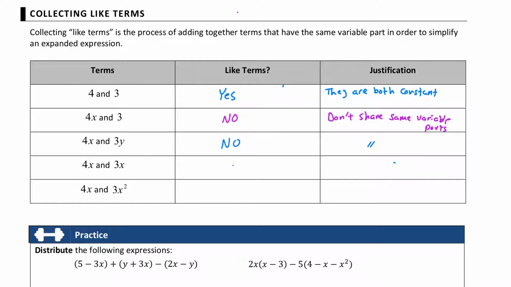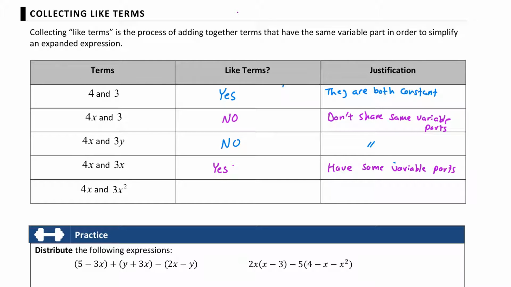For the next case, I have 4x and 3x, so now they both have constants and they both have the same variable part. So therefore this is yes. They have or share the same variable parts.